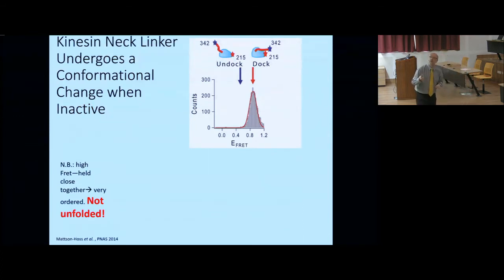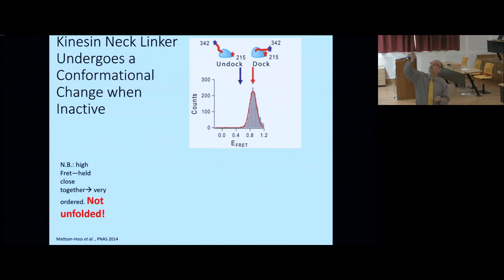I want to return for a moment to this FRET study. One really interesting thing about it is that the inactive state is a high FRET state, and these two FRET probes are at positions 215 and 342. They're reasonably far away from each other in sequence. Because you have a high FRET efficiency, it's not a disordered state. If you calculate what you would expect from that number of residues, you wouldn't get high FRET.